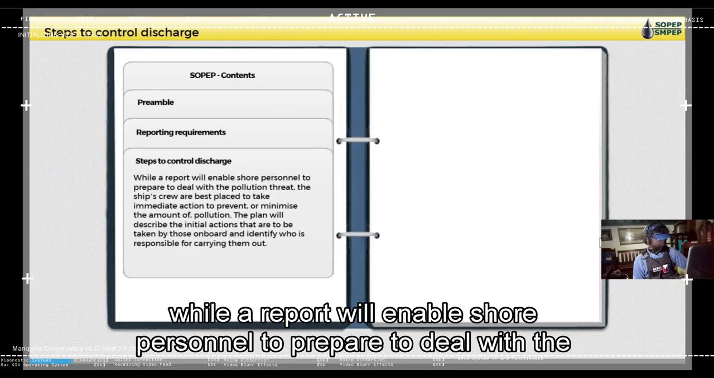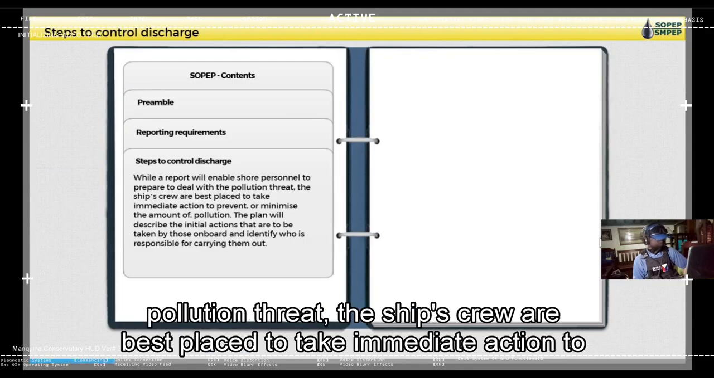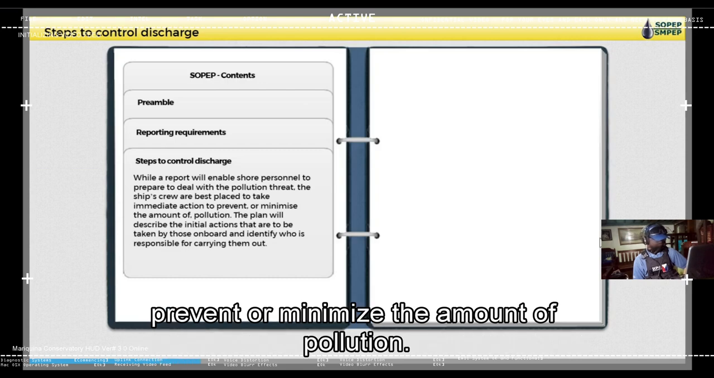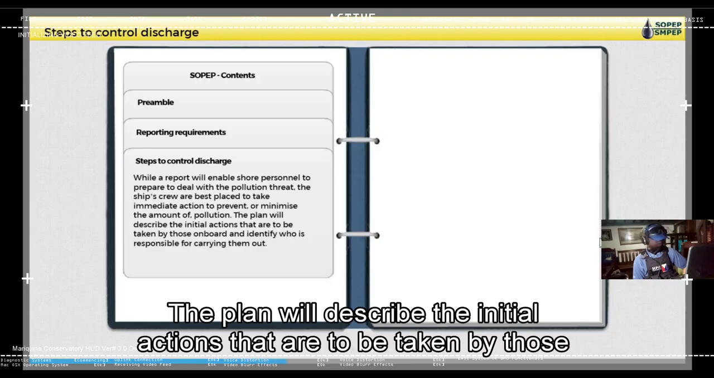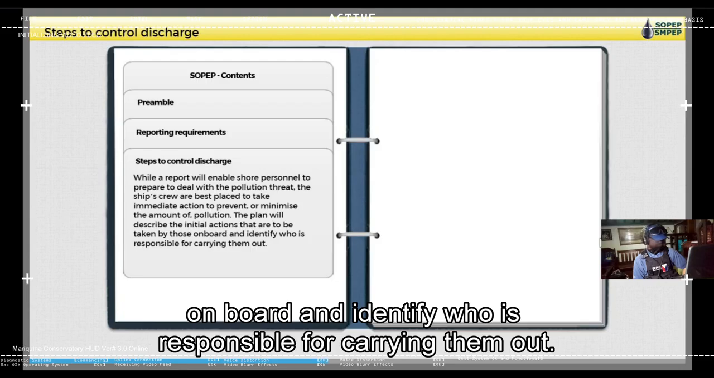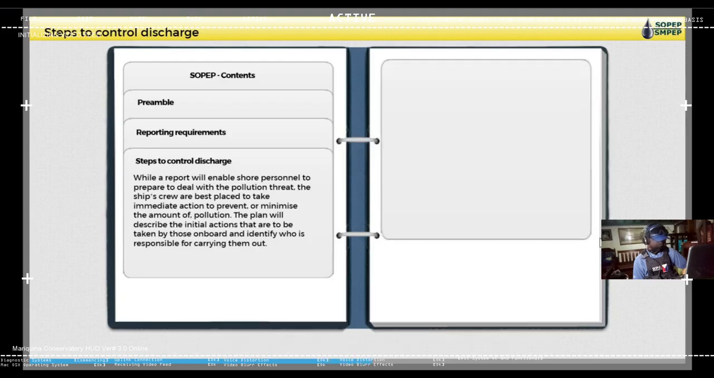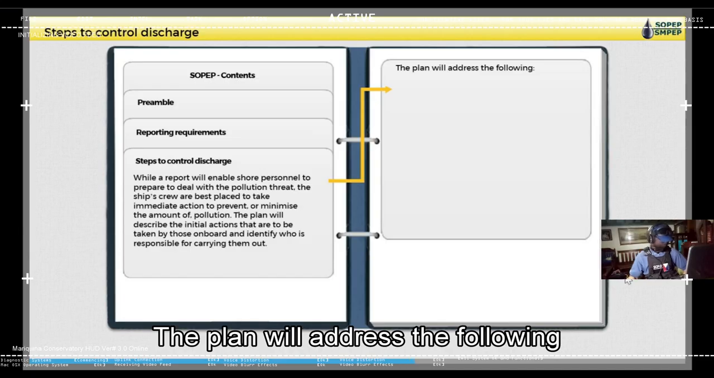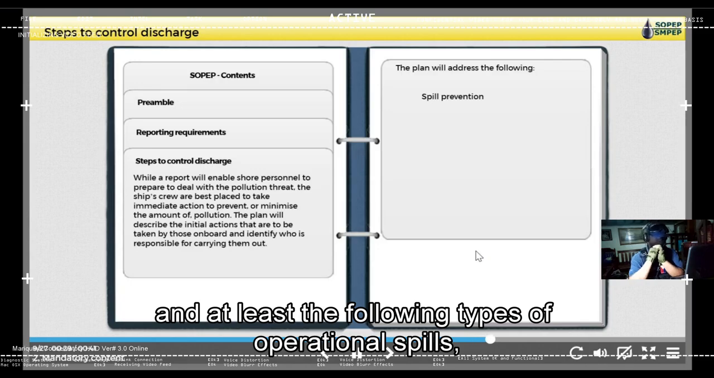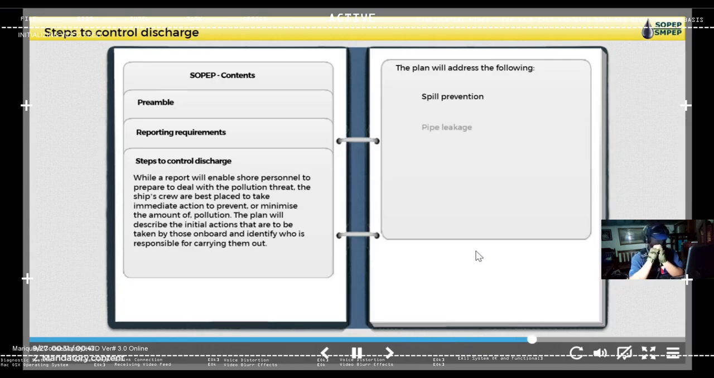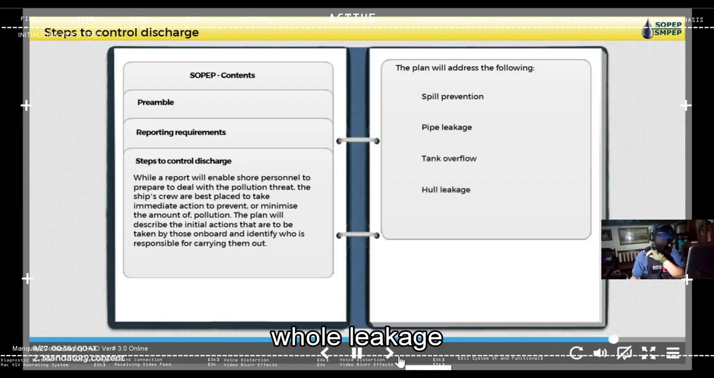While a report will enable shore personnel to prepare to deal with the pollution threat, the ship's crew are best placed to take immediate action to prevent or minimize the amount of pollution. The plan will describe the initial actions that are to be taken by those on board and identify who is responsible for carrying them out. The plan will address the following: procedures for spill prevention, and at least the following types of operational spills: pipe leakage, tank overflow, hull leakage, and any other operations thought necessary.